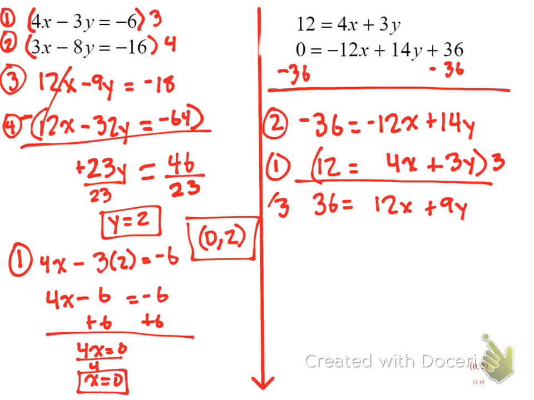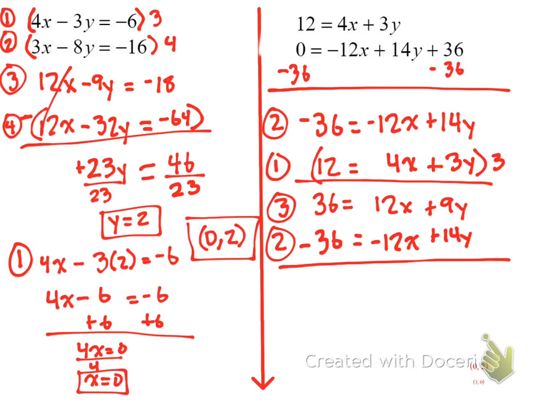It's called equation 3. Put equation 2 next to it. We got negative 36 is equal to negative 12x plus 14y. Now I'm going to put parentheses around the second equation. Ask myself, do I add or subtract it? In this case, I'm going to add it. So 36 plus a negative 36 cancels out. It's just 0. Then we have 12 plus a negative 12, they cancel out. We just have 0x. 9y plus 14y is 23y.